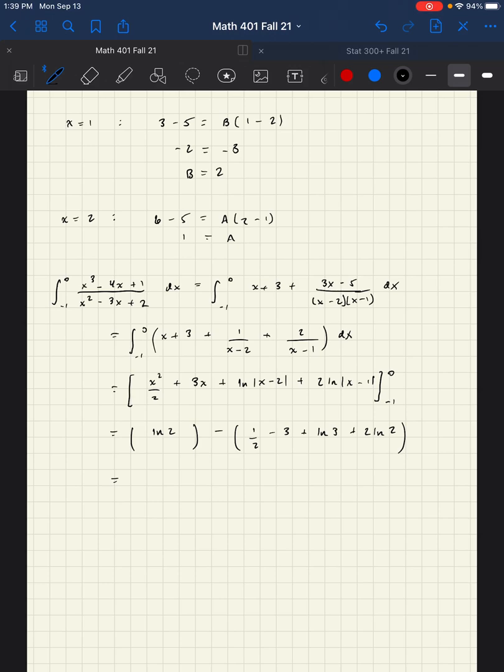And then combine like terms wherever you see them. So -1/2 plus 3 becomes 5/2. Minus, or we'll do the ln of 2's first. So 1 ln of 2 minus 2 ln of 2 becomes -ln of 2. So minus ln of 2. And then lastly, minus ln of 3. And that's our answer. So not horrible.